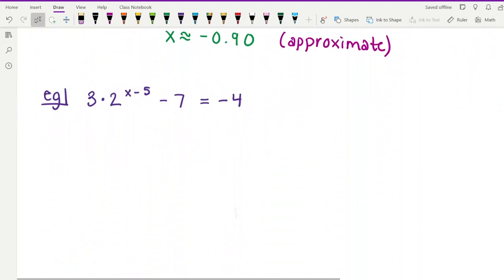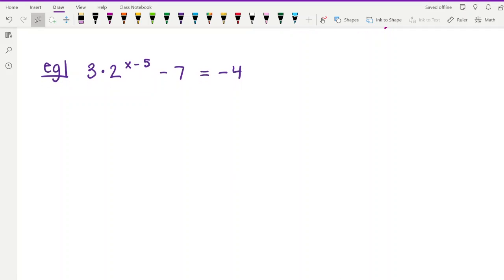Okay, I want to look at a couple more examples. So this next example, we have 3 times 2 to the x minus 5, minus 7, is equal to negative 4. One thing I just want to point out right away, remember that you cannot just multiply these two numbers together. It just doesn't work that way. So you cannot write this as 6 to the x minus 5. That would not be the same equation.